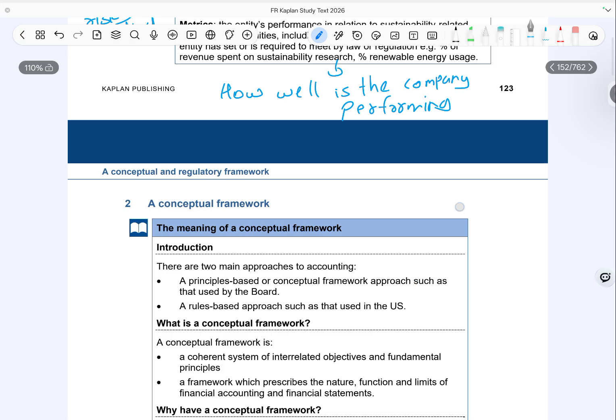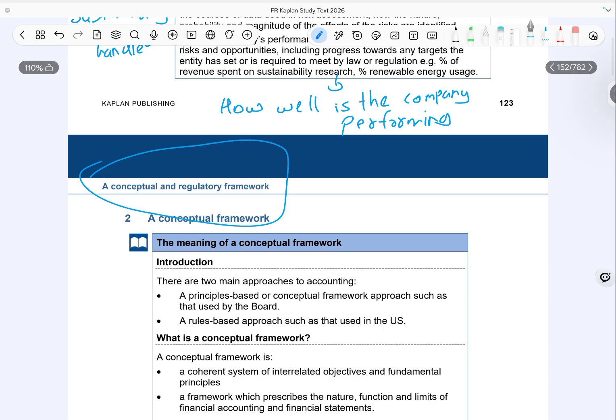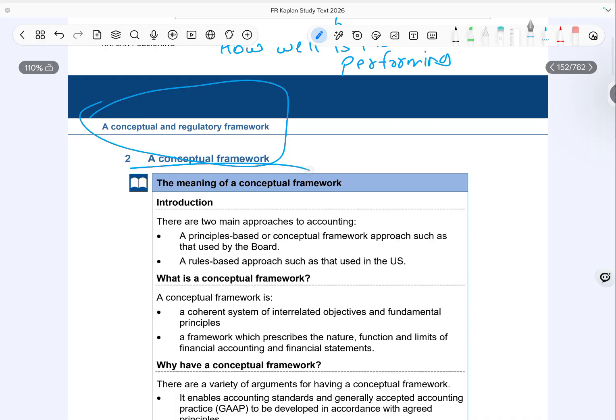So in the previous video we had started with the conceptual and regulatory framework chapter and we had to stop in between. So we are going to continue it with the conceptual framework in this video. Okay, so what exactly is a conceptual framework?